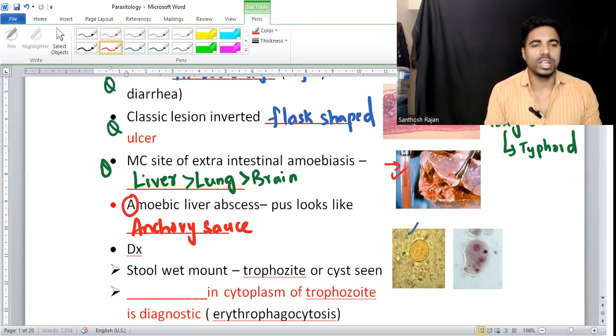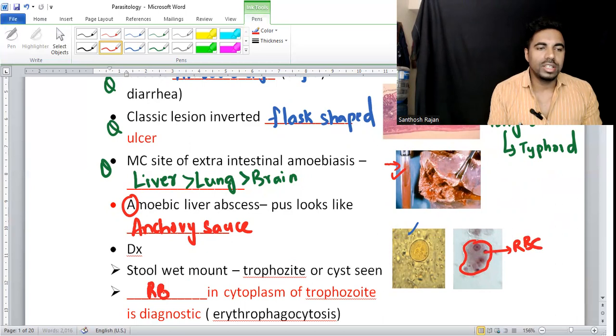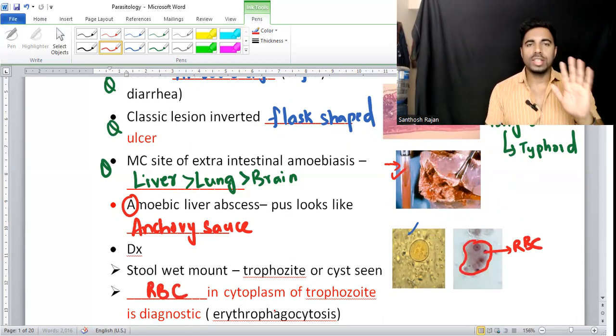So which is the main diagnostic? You see trophozoite, diagnostic. So how do you see trophozoite? This is the trophozoite you're seeing here, the amoeboid form. What are you seeing here? RBCs. When you see RBCs, red blood cells, inside the cytoplasm of the trophozoite in a stool wet mount, that is diagnostic.